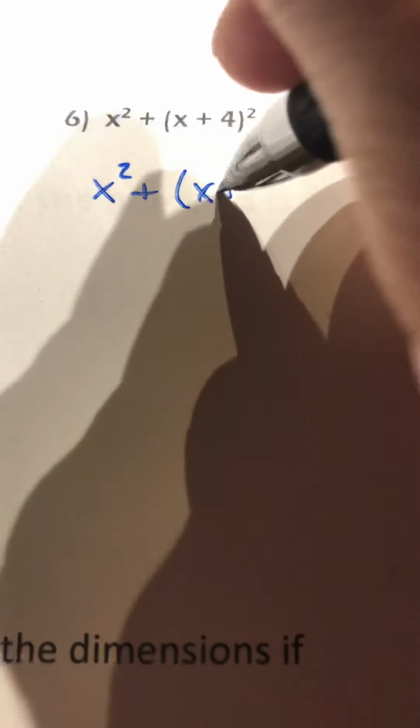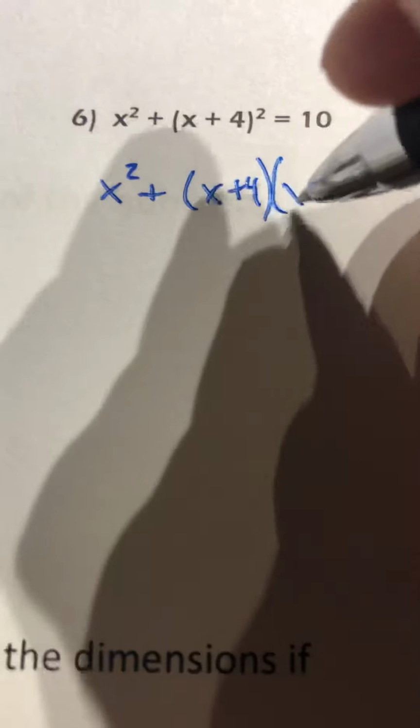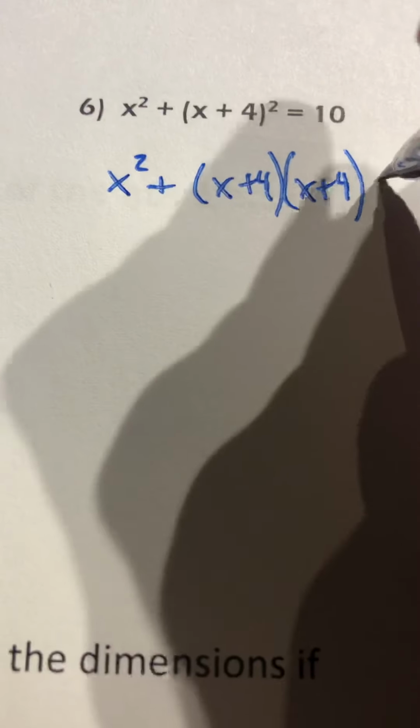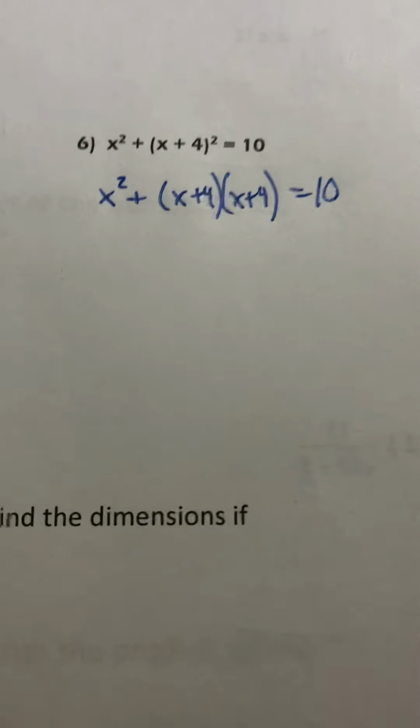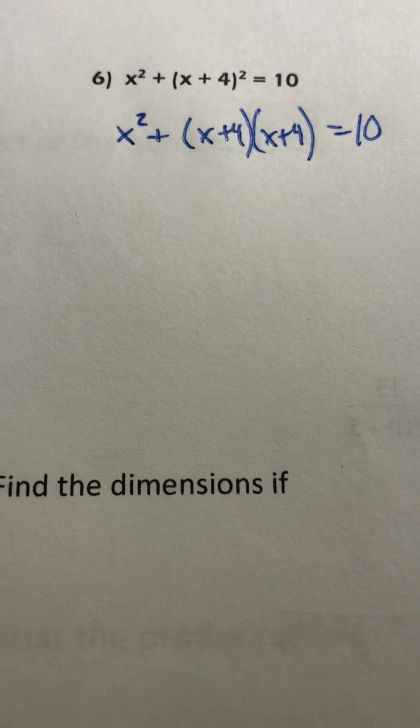Number 6, for this one, we're just going to start together. Once again, you're going to solve on your own. You're going to have to FOIL this. So you have x plus 4 times x plus 4, because that's what squared means. FOIL it and set equal to 0, factor, and solve.